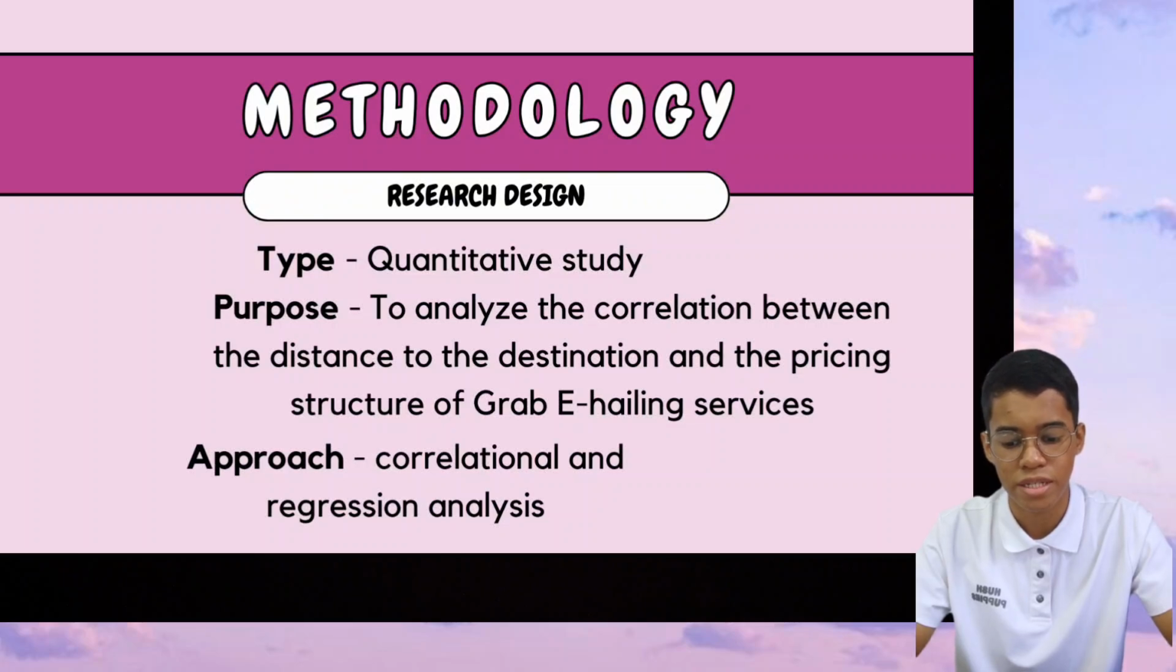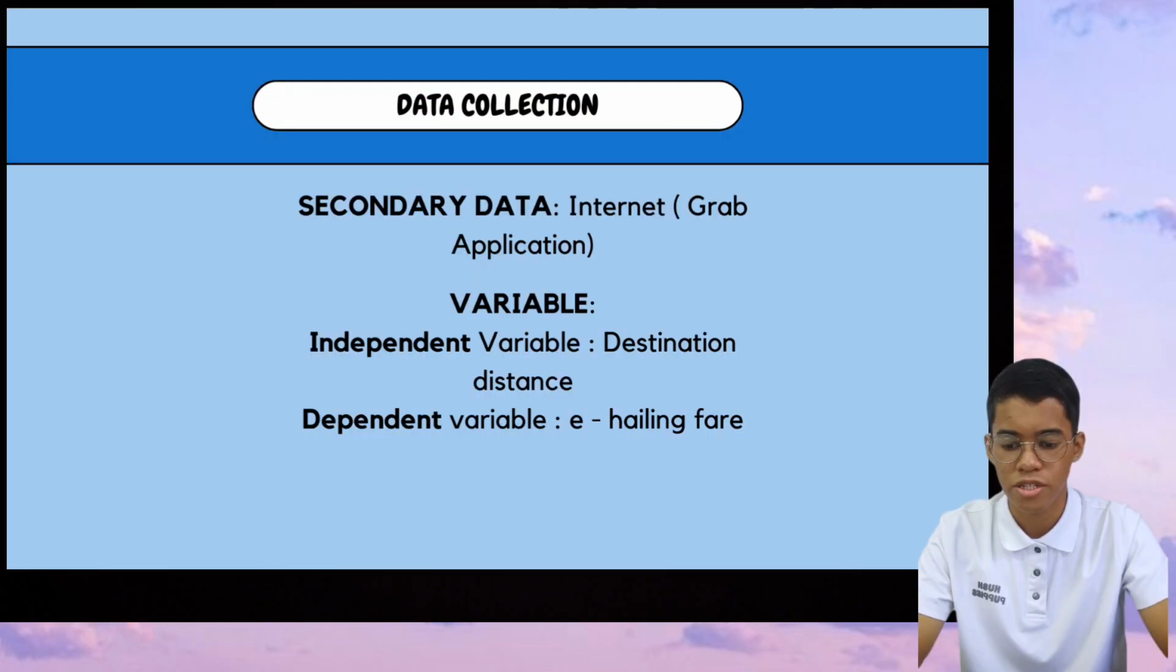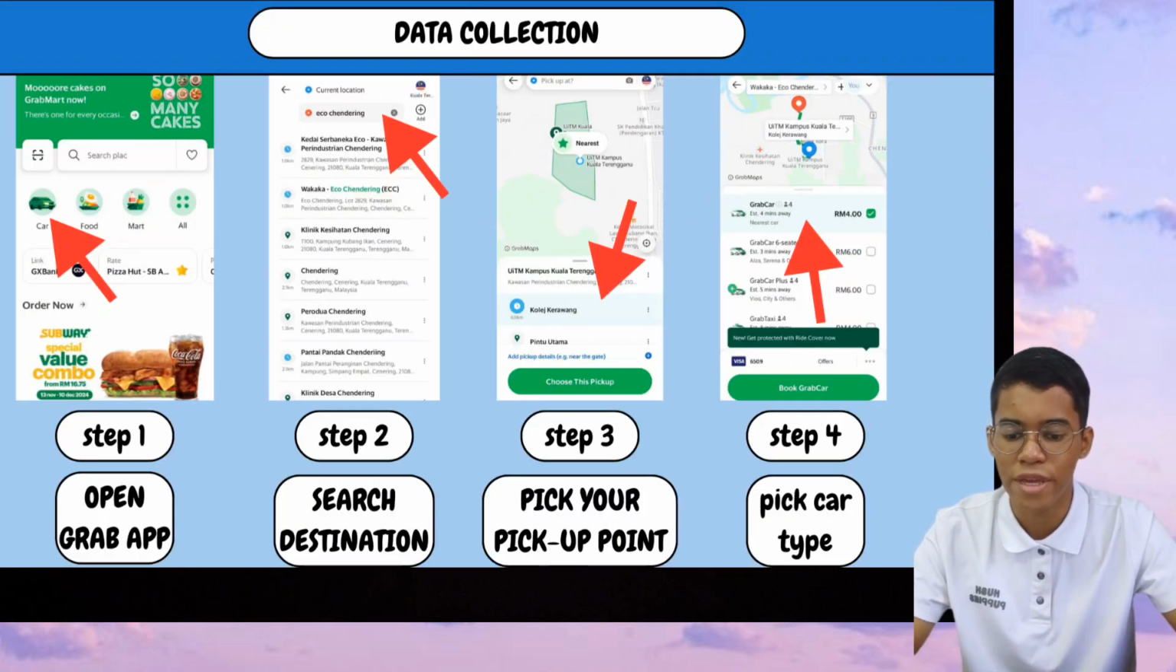The purpose of the research is to analyze the correlation between the distance to the destination and the pricing structure of Grab e-hailing services. The approach that we took is by using correlational and regression analysis. The source of data is mainly secondary data, which is from the internet. The independent variable for the research is destination distance and the dependent variable is e-hailing fare. The tool that we use to collect data is the Grab application.